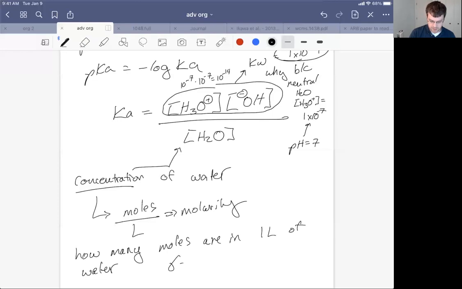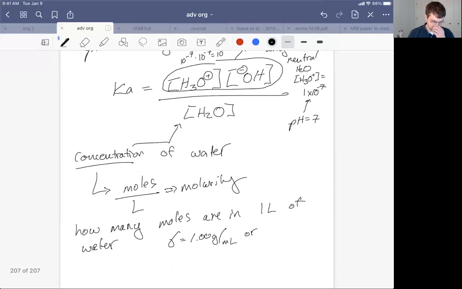Okay, so let's think about this now. The density is equal to 1.0 grams per milliliter, right? 1.00 grams per milliliter, or 1,000 grams per liter. Well, look at that. We've already got half of our unit. We've got the liter component of our concentration. How do we get the moles?